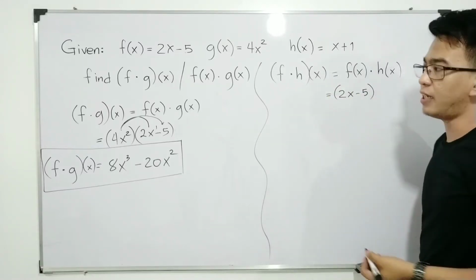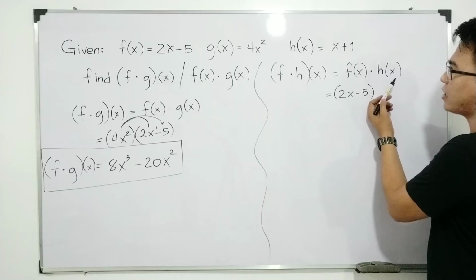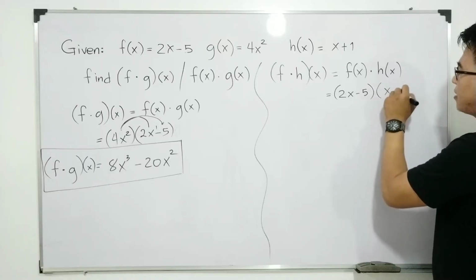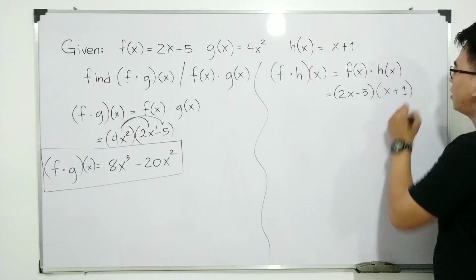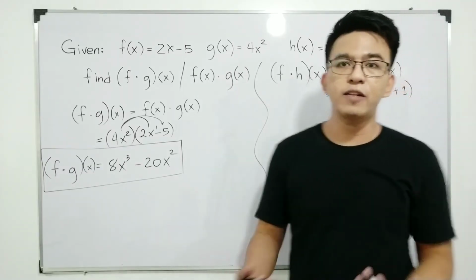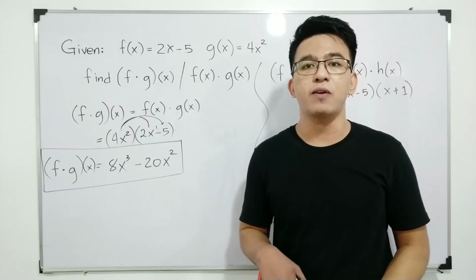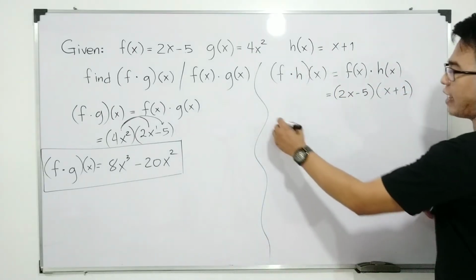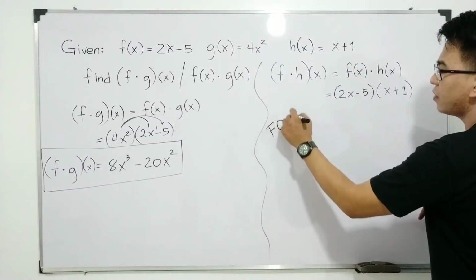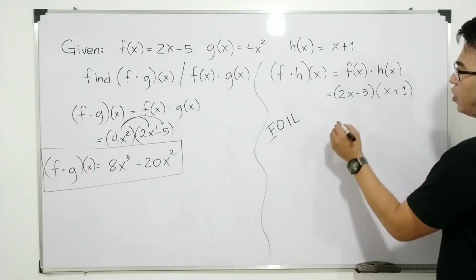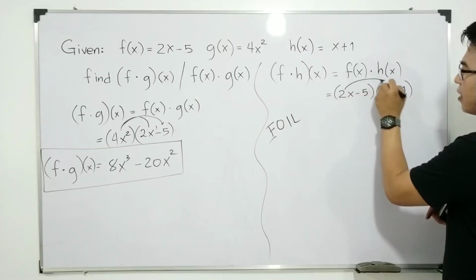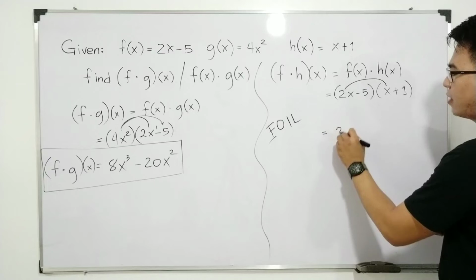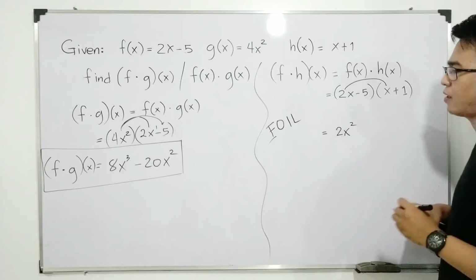And close it by parentheses. And now for h of x, we have here the binomial x plus 1. Sir, anong next step natin? We will use FOIL method to multiply the two binomials. First, yung FOIL natin na, first terms, yung letter F natin, first terms, you will multiply 2x by x. And the answer is 2x squared.